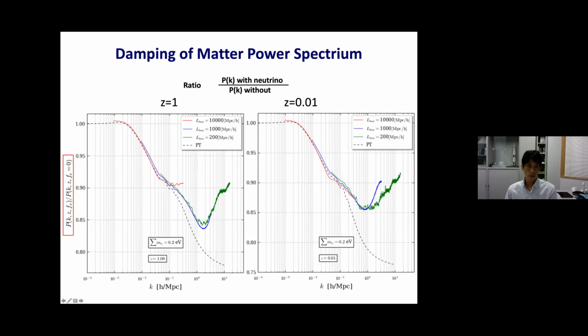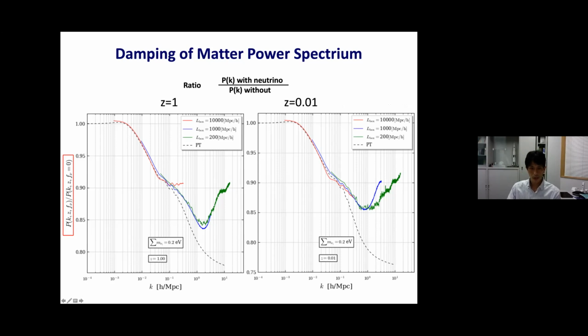Okay, the most important perhaps is the damping of the matter power spectrum. So hereafter I show the dark matter power spectrum in runs with neutrinos, and we normalize it by the power spectrum of the case without neutrinos. So the damping shown here is all in a relative sense compared to the neutrino-less case. How much power spectrum damping is expected.